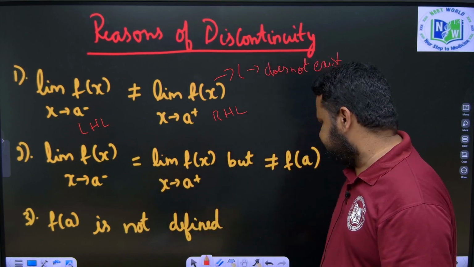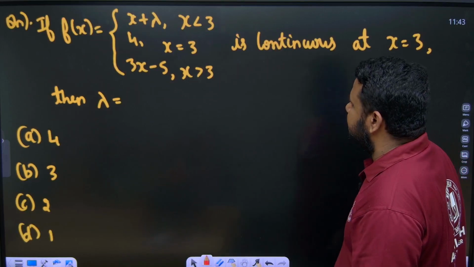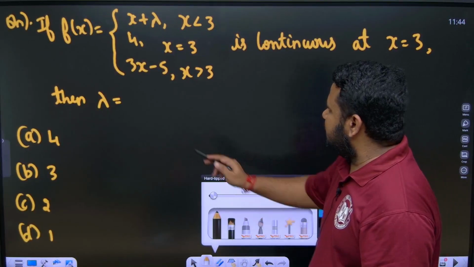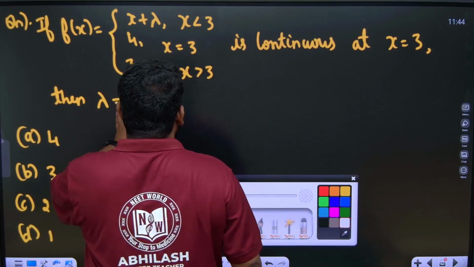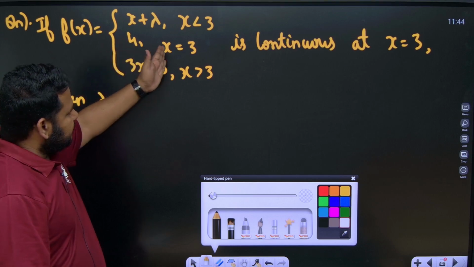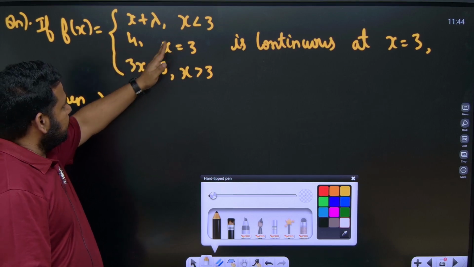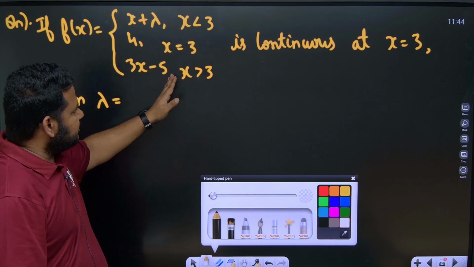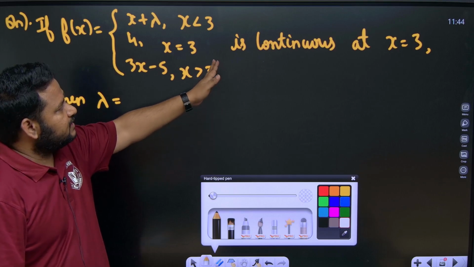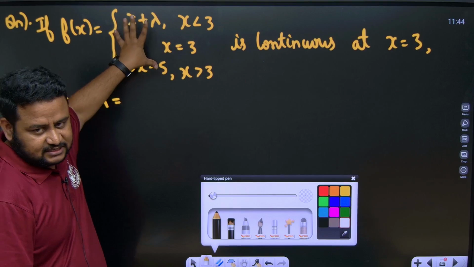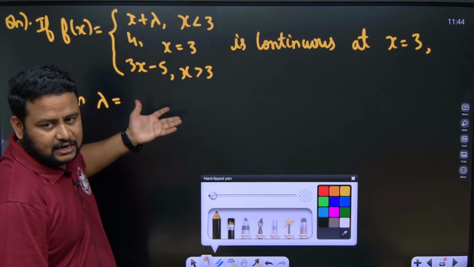Right, let us start with some questions. They were given: if f of x is equal to x plus lambda, if x is less than 0, sorry, x is less than 3, and 4 if x is equal to 3, and 3x minus 5 if x is greater than 3, then it is continuous at x is equal to 3. First listen, then we can discuss. First you listen, then you can ask about the doubts.